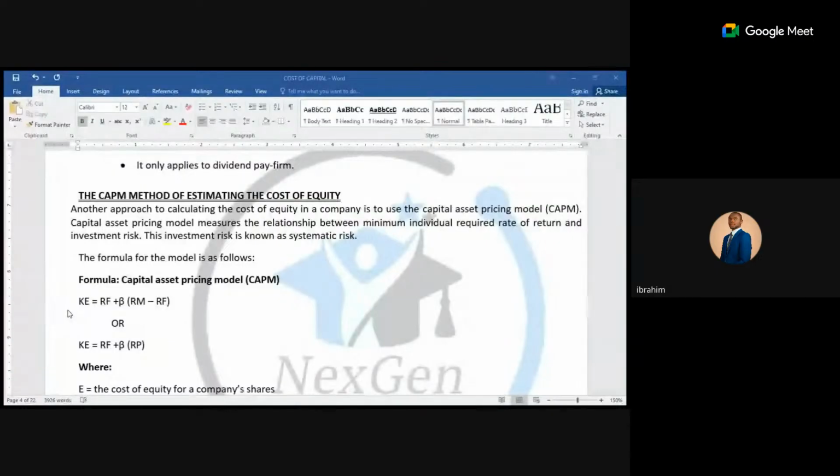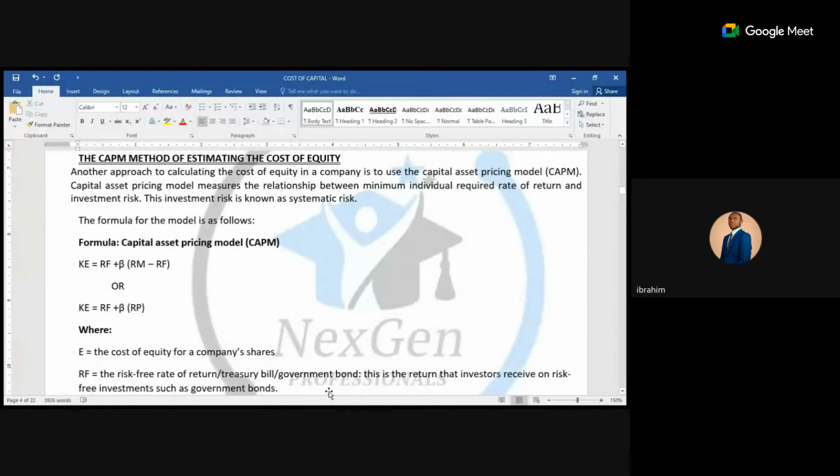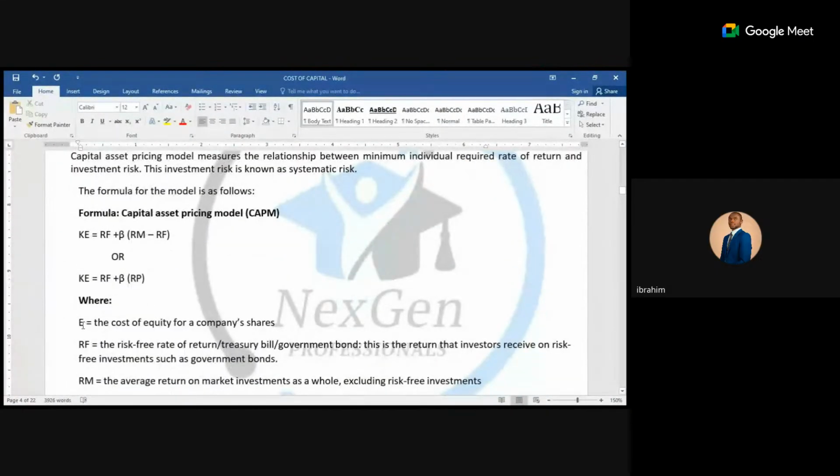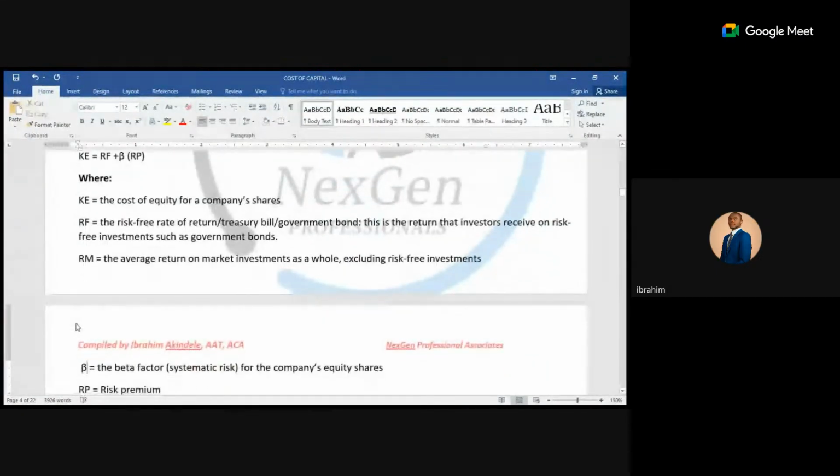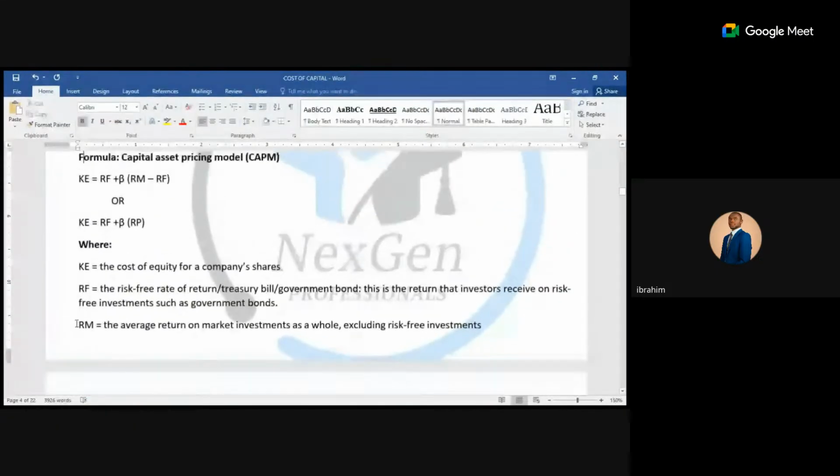Cost of equity is equal to RF plus beta, equity beta, open bracket, RM minus RF. I know the terms are not familiar. You are not familiar with the terms. Don't worry. Let's define the terms so you understand.